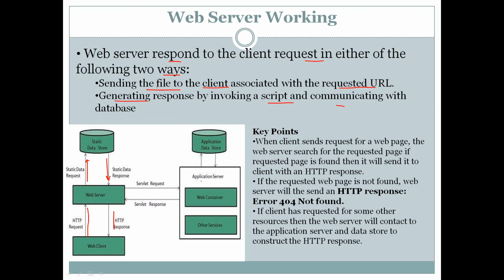You can see here we have an application which contains a web container, other services, and an application data store. It in turn may connect to many other servers, remember, because if I am requesting a particular resource from the web server, sometimes it may not have that resource. In such cases, a web server may generate another request to other web servers or application servers to get that resource. Okay, we will discuss those in detail in the next sessions.